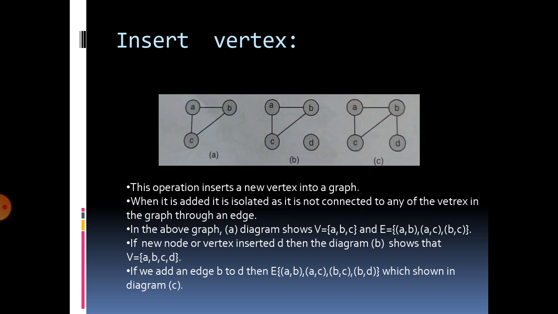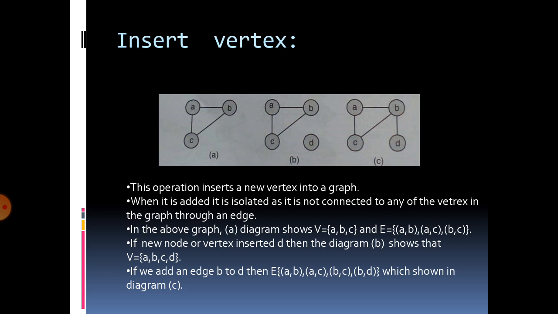In the next ADT, the insert vertex function, this function is used to insert a vertex into your graph. Here, look at the diagram. A, B, C is a graph having 3 vertices and 3 edges. So if you want to add a vertex, D, in diagram B we can see that D is a new vertex inserted.